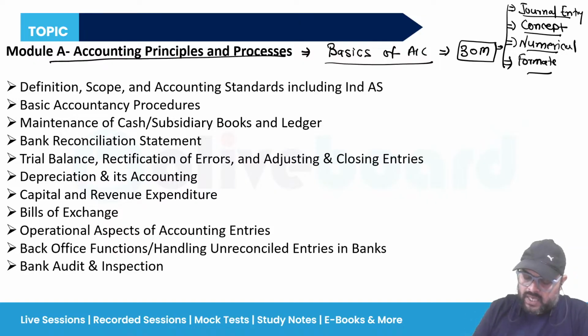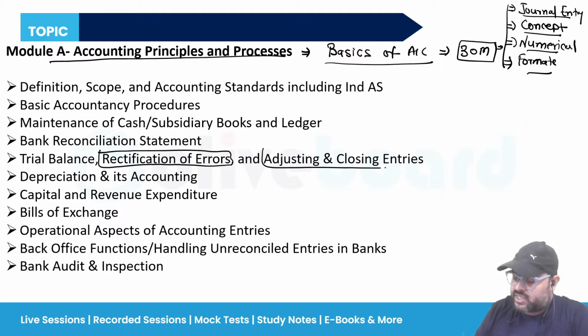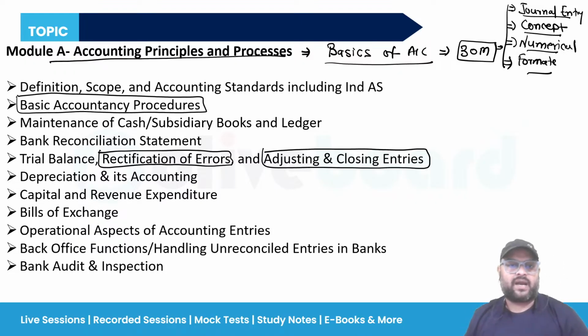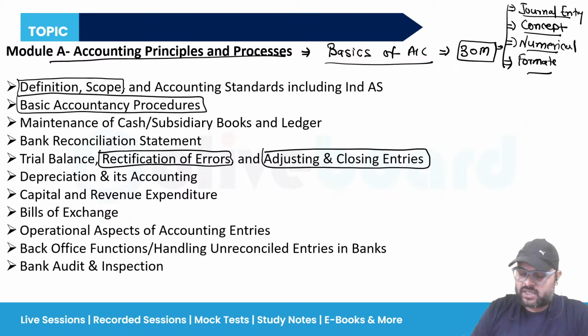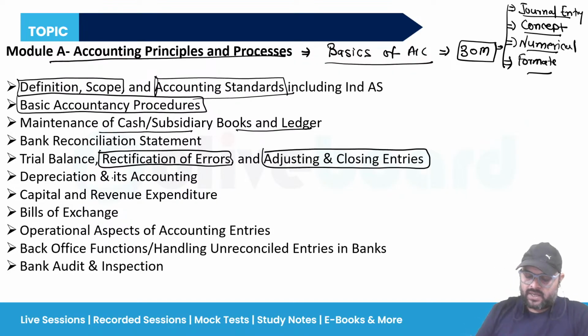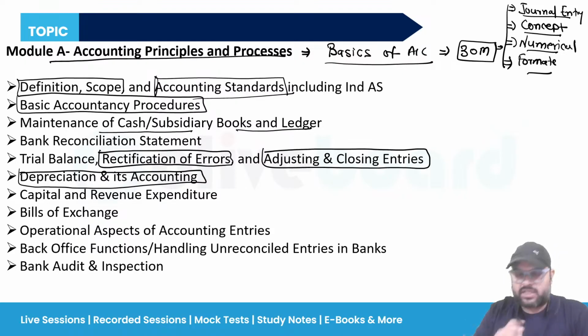Journal entries will come from rectification of error, adjustment and closing entries, basic accounting procedures. All these topics are highly based on journal entries. Conceptual topics: definition and scope, accounting standards, cash book and subsidiary books. Numericals: depreciation is a numerical topic.